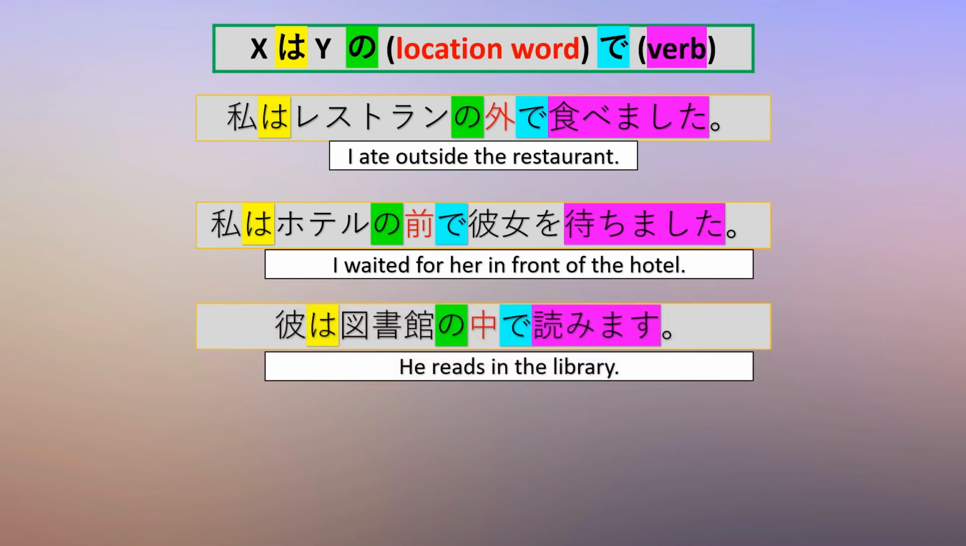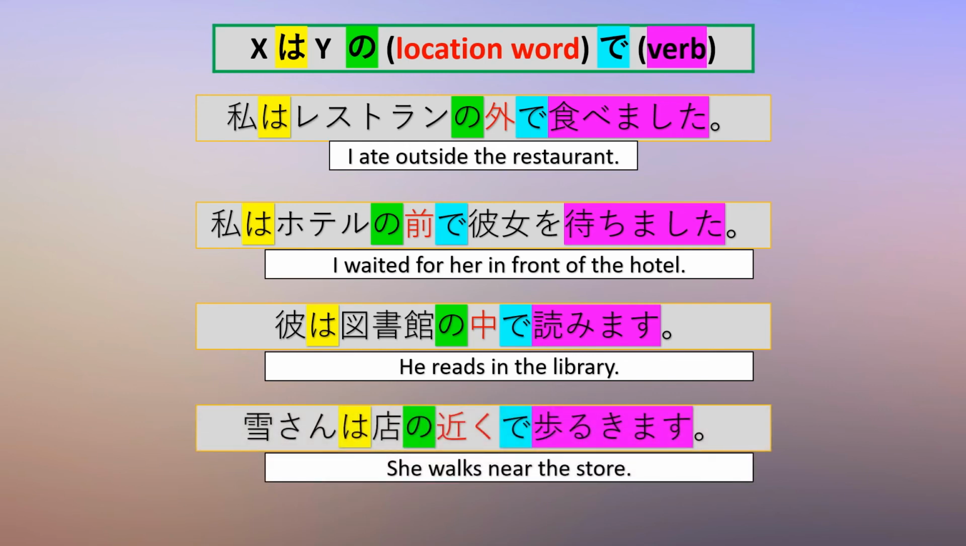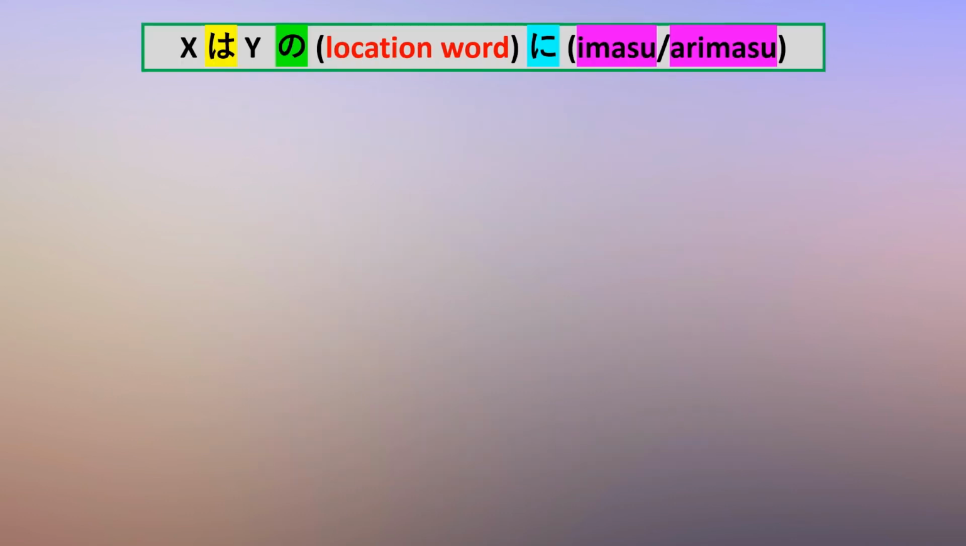Kare wa toshokan no naka de yomimasu. He reads in the library. Kare wa toshokan no naka de yomimasu. So naka, inside or in. Last example. Yuki-san wa mise no chikaku de arukimasu. Yuki-san wa mise no chikaku de arukimasu.